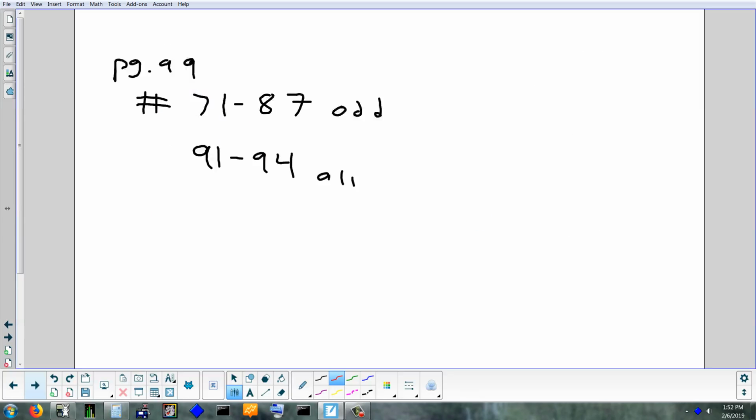So the homework is on the same page as last night. 71 to 87, just the odds. And 91 to 94, and that's all.